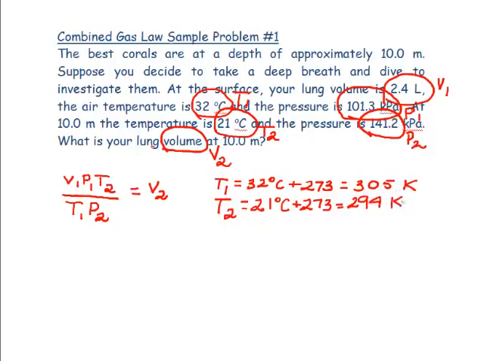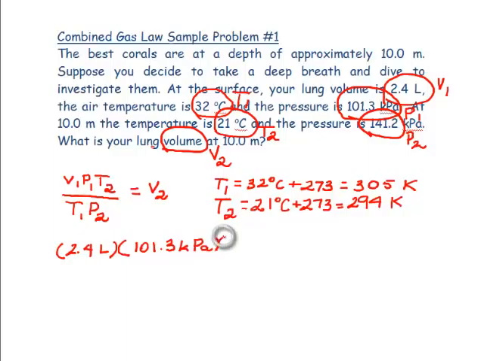Okay, I'm ready to start my substitution. V1 is 2.4 liters. P1 is 101.3 kilopascals. And as always, notice I don't just substitute numbers, I include units. Numbers without units in a science setting mean nothing.